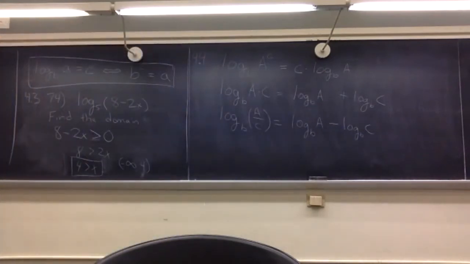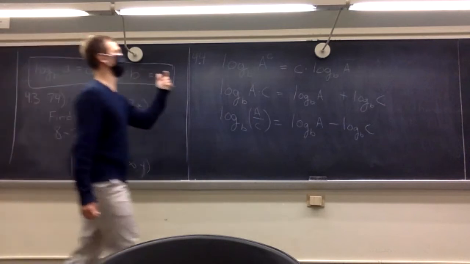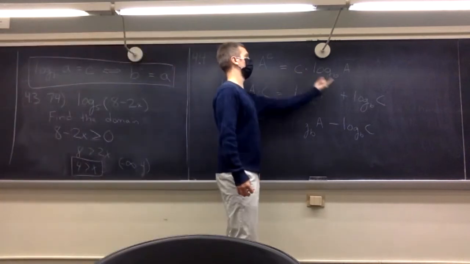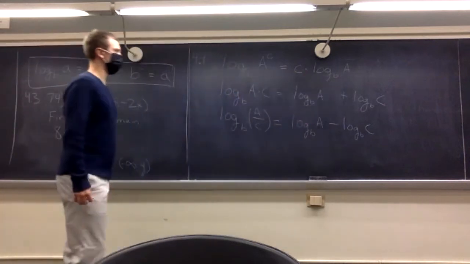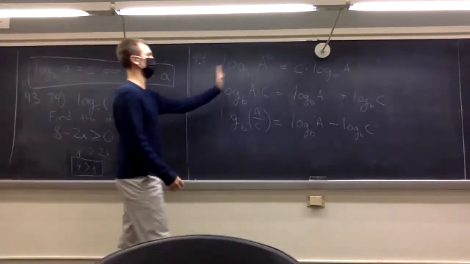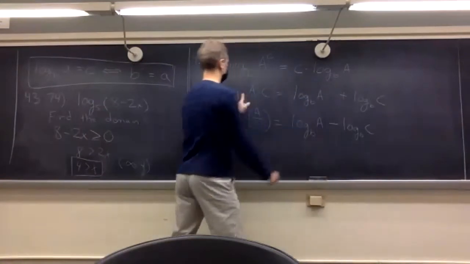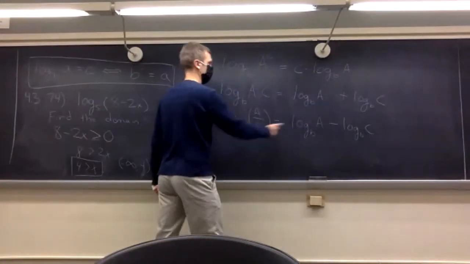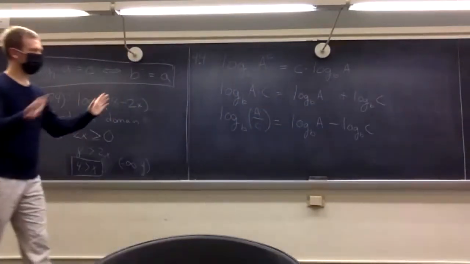So in all three of these rules, which relate products and logarithms to sums, quotients and logarithms to differences, and powers within logarithms to multiple logarithms, notice all of them have the same base. Base is maintained from left to right. Base b, base b, base b, base b. All of these maintain the base.